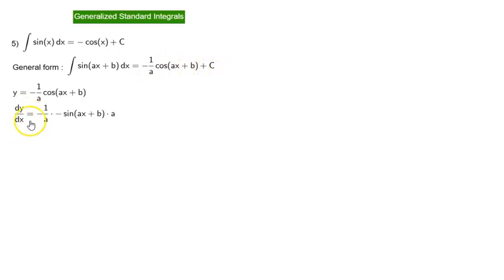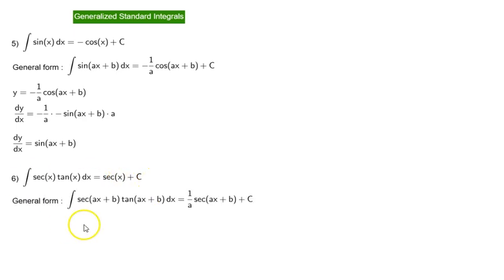Differentiating it, we get dy by dx is equal to minus 1 by a, which is a constant, so leave it as it is. The derivative of cos of ax plus b is minus sine of ax plus b. And then the derivative of ax plus b, which is a. A cancels out. Minus times minus is plus. So dy by dx is equal to sine of ax plus b, which is what is there under the integral. And finally, integral of sec x tan x dx is equal to sec x plus c.